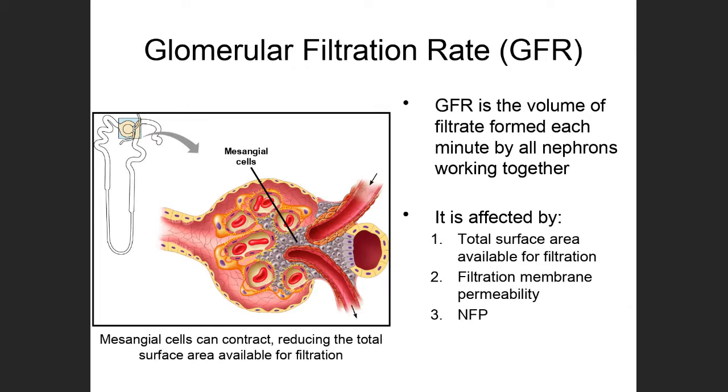So I've got a list here of 3 things that are capable of either increasing the GFR when needed or decreasing the GFR when needed. So the things that affect this are the total surface area available for filtration, the filtration membrane permeability, and the NFP. And I want to use this diagram over here to talk a little bit about what each of those things are.